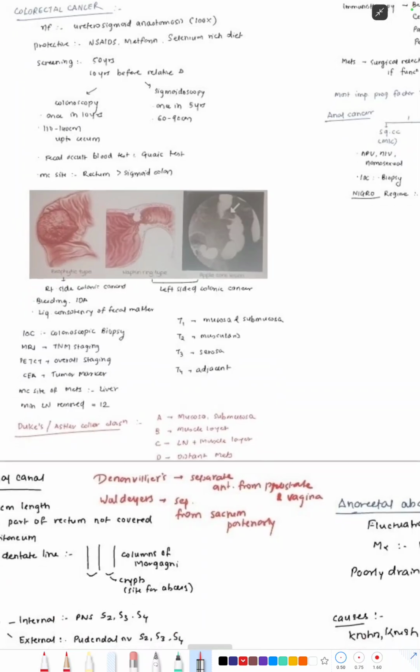Then the classification, that is Dukes' classification or Astler-Coller classification, where A stands for mucosa, submucosa, B stands for the muscle layer, C stands for lymph node as well as muscle layer, and D stands for distant metastasis. So Dukes' or Astler-Coller classification is based on the depth of invasion and the lymph nodes.